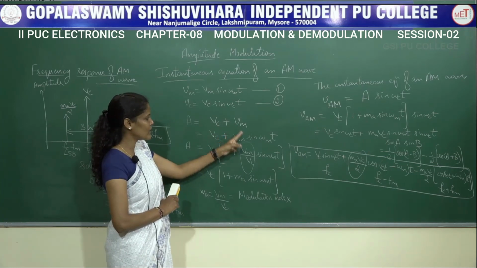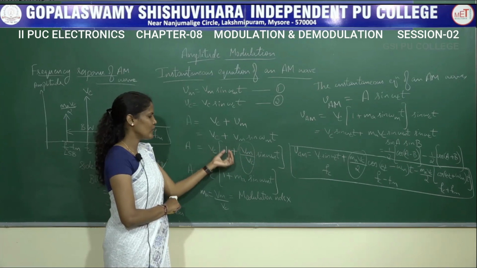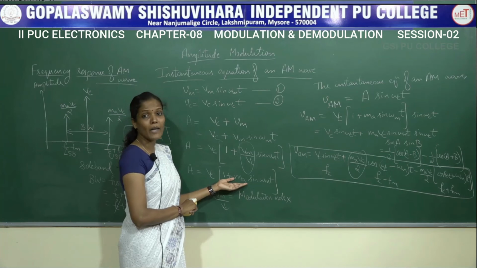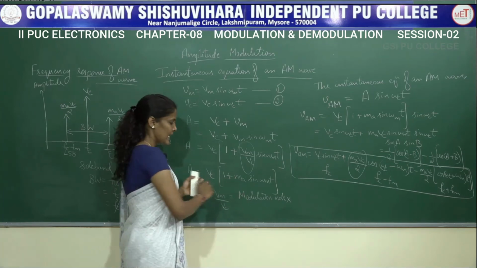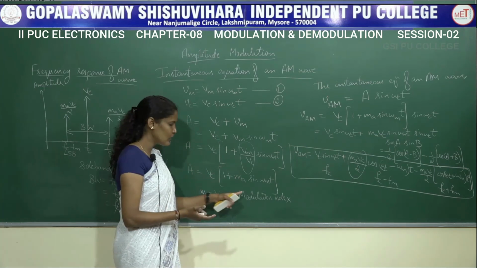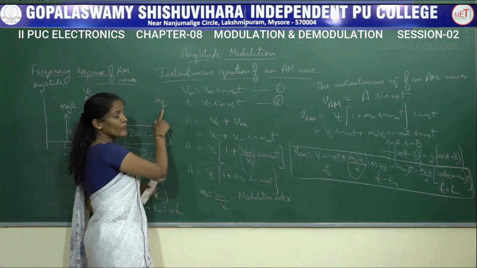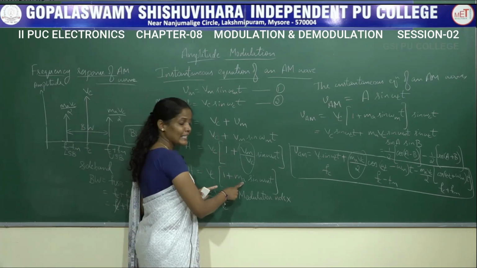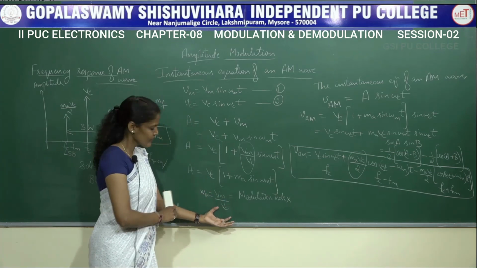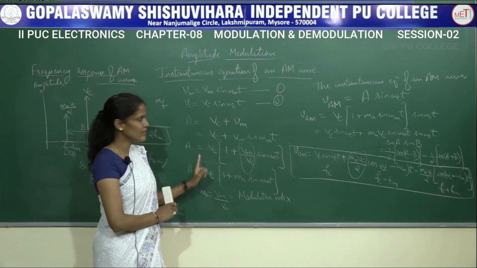If I substitute for this Vm over here and take Vc as the common factor, I will be left with Vc of 1 plus Vm by Vc sin omega mt. Vm by Vc can be termed as Ma, which is called the modulation index. A stands for amplitude modulation. In frequency modulation also we get a modulation index, which will be denoted by MF. So F stands for frequency modulation over there. Here A stands for amplitude modulation. So MA is nothing but Vm divided by Vc, which is the ratio of the amplitude of a modulating signal to the amplitude of a carrier signal.